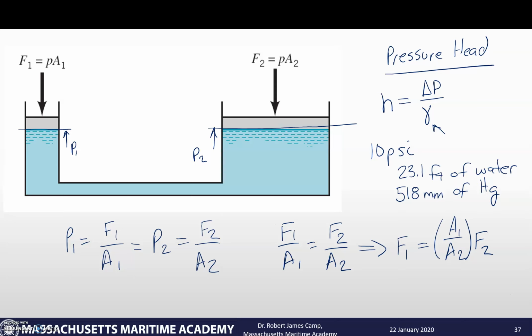And this is why you hear when they talk about pressures a lot, especially when we're talking about barometric pressure, they're always talking about inches of mercury instead of inches of water, because since mercury is so much more dense, we can make a much shorter measurement with that.